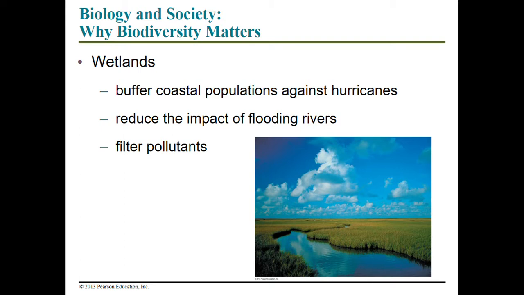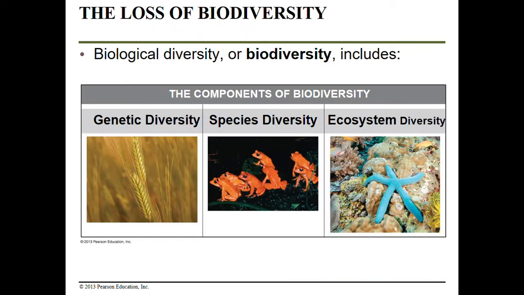For example, we have wetlands. Wetlands act as buffers. They help protect coastlines or inland areas against different things like hurricanes, and they help control flooding by reducing the impact of flooding rivers. And wetlands, they also filter pollutants.